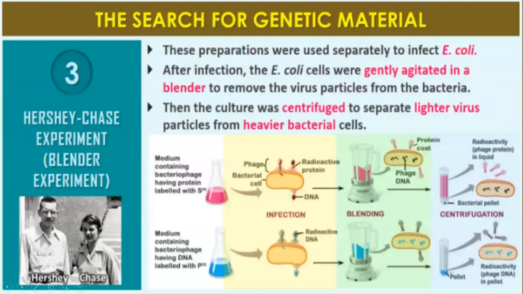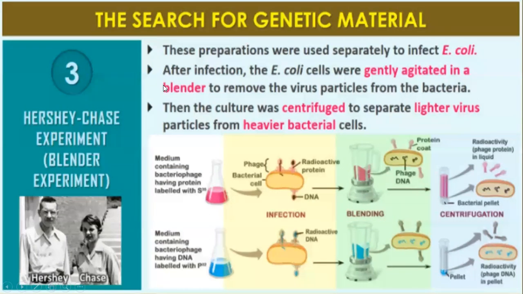These preparations were used separately to infect E. coli. After infection, E. coli cells were generally agitated in a blender. Let me use another color. That is, they are mixed in a blender to remove the viral particles from the bacteria. Then the culture was centrifuged to separate lighter virus and heavier bacterial cells.